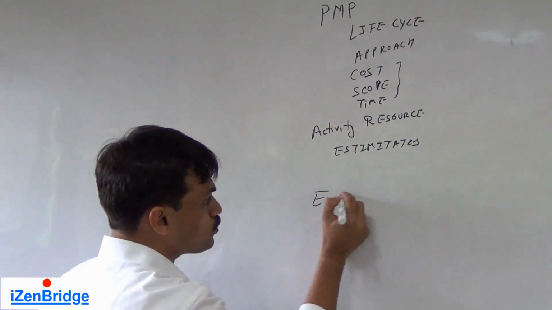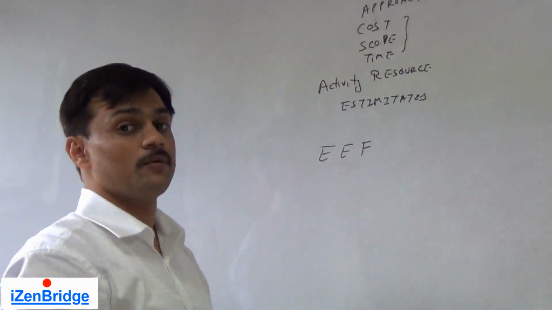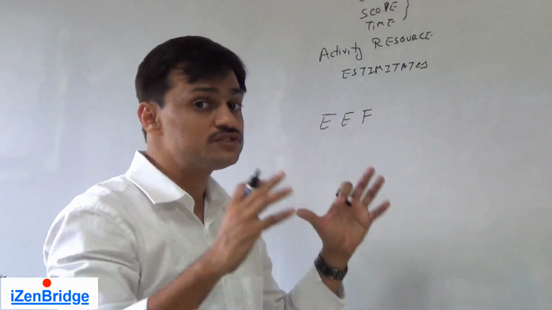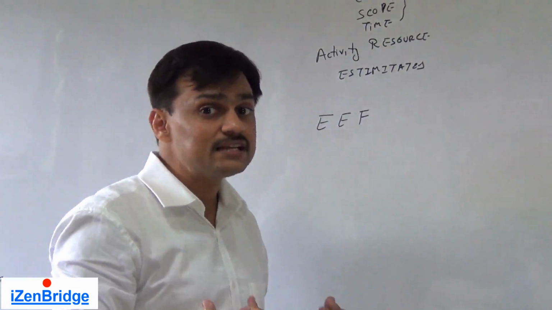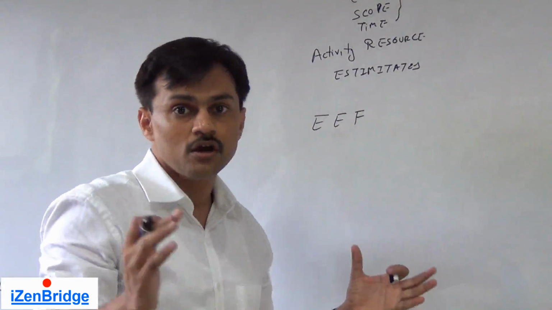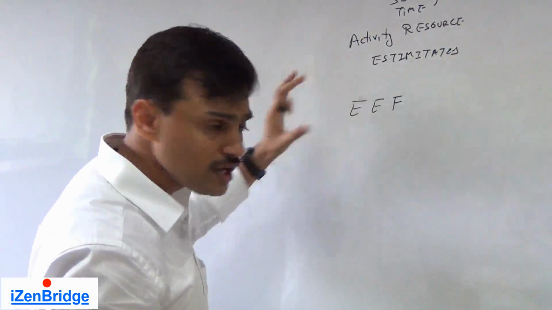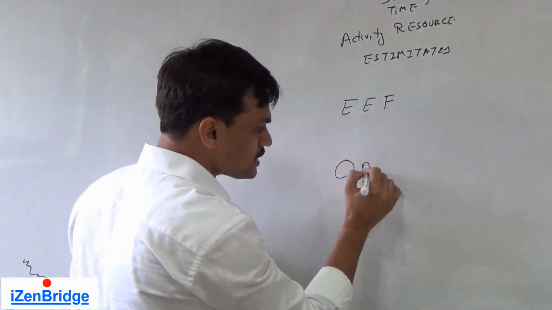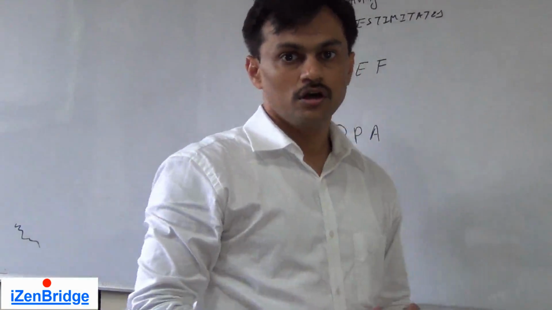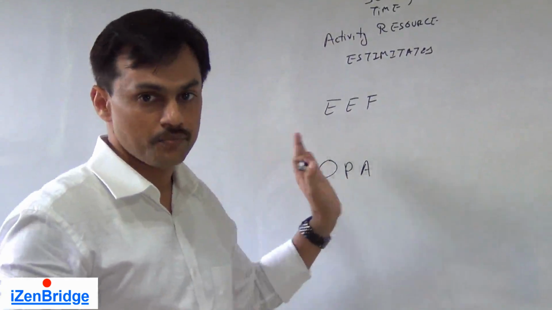Along with it, we need to know the enterprise environmental factors, because even if we are planning about the people, we need to be aware of the organization's skills: what kind of skills we have internally, what kind of skills we need to acquire from outside, what the market rate is, what the skill supply rate is, etc. All of this comes from enterprise environmental factors. Organization process assets provide guidelines and procedures related to human resource management.